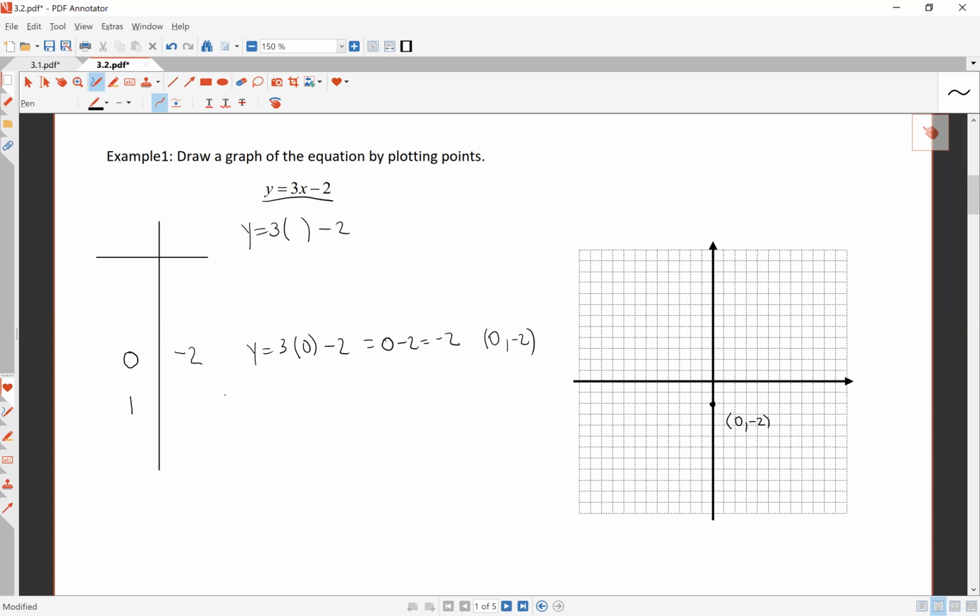Now we plug in x equal to 1, and y is 3 times 1 minus 2, or 3 minus 2 is 1. And that point is (1, 1). So we go over to x equal 1 and y equal 1. Plugging in x equal to 2, we have y equals 3 times 2 minus 2, which is 6 minus 2, which is 4. And so we get the point (2, 4), and we go over to 2, and 1, 2, 3, 4.